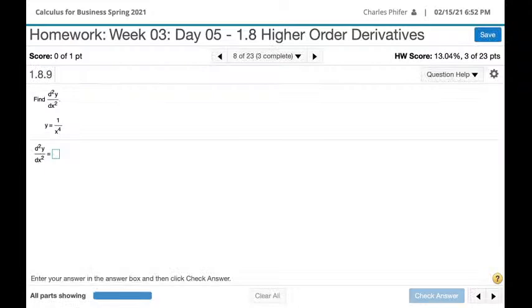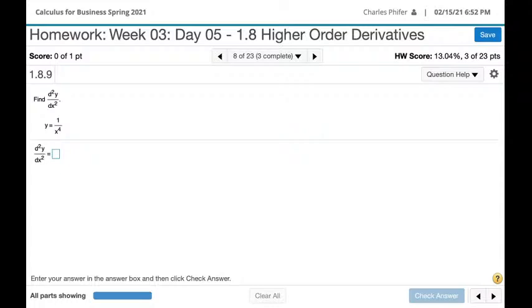Second derivative of y. Okay, let's do this one. Now it goes higher. We can go higher than just a second derivative. We got a good amount of time, so I'm just going to keep plugging at these. So this is question number 8. This comes from section 1.8, question number 9. We're asked to find the second derivative of y with respect to x.